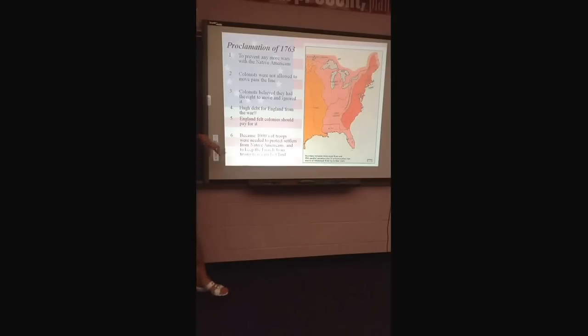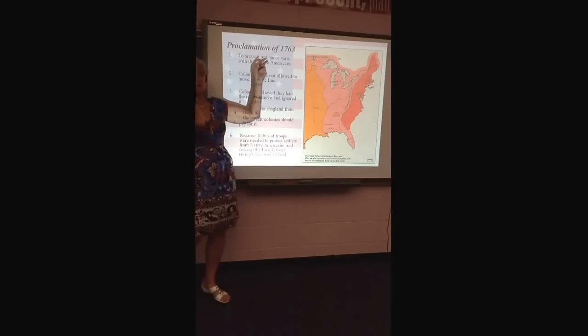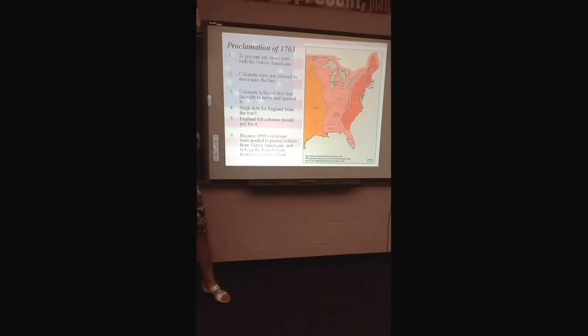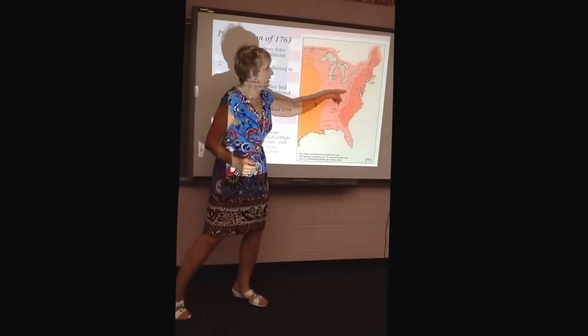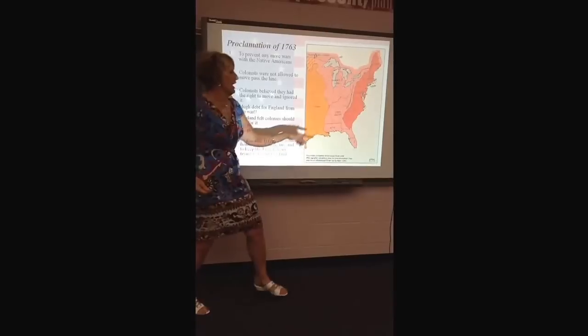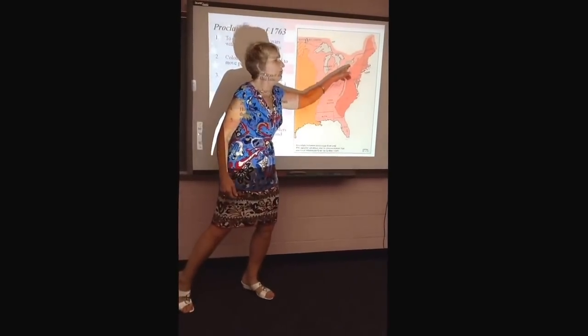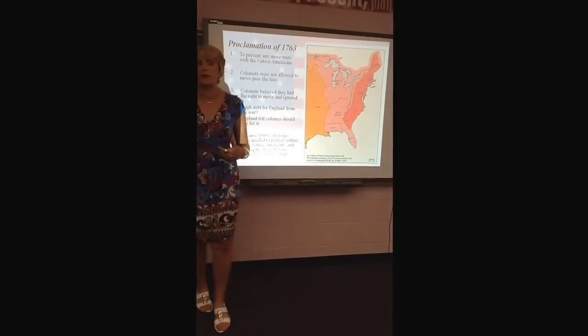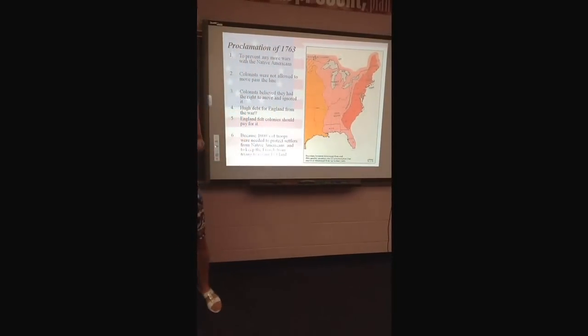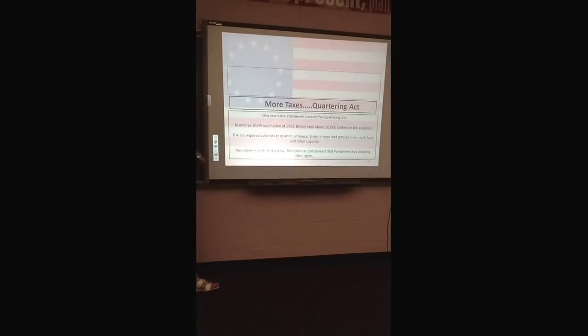Now the king, in order to enforce this proclamation, had to send thousands of troops to protect the settlers that had moved in and to prevent people from continuing to come in. And that cost millions of dollars. So the king said, you just can't move there. It's as simple as that.